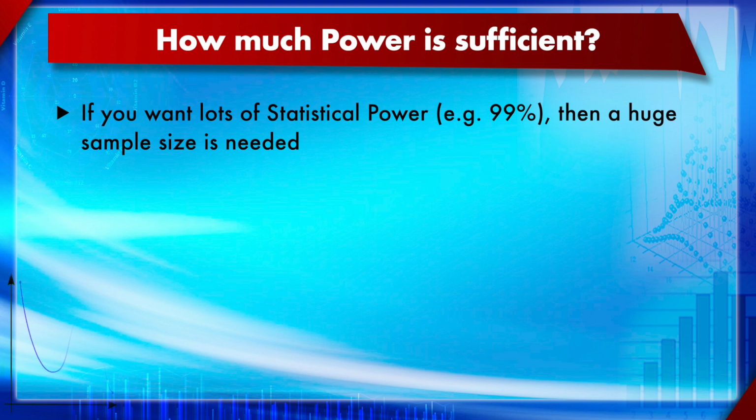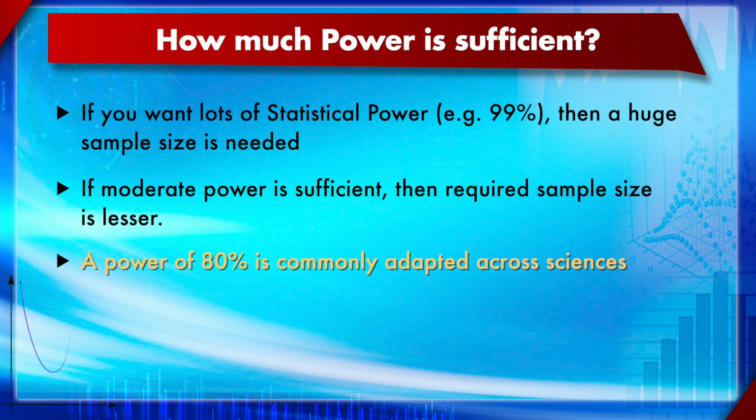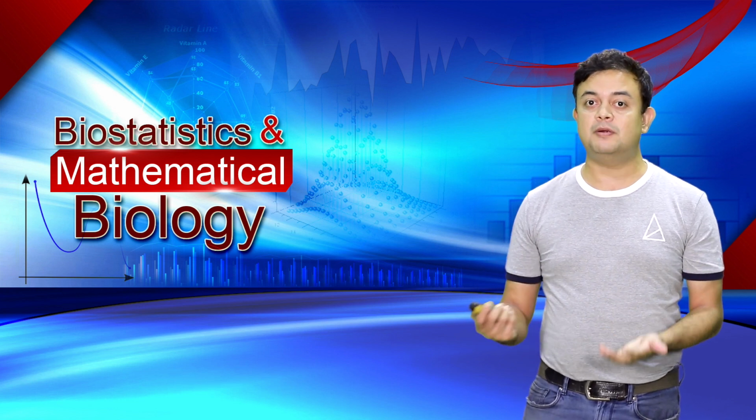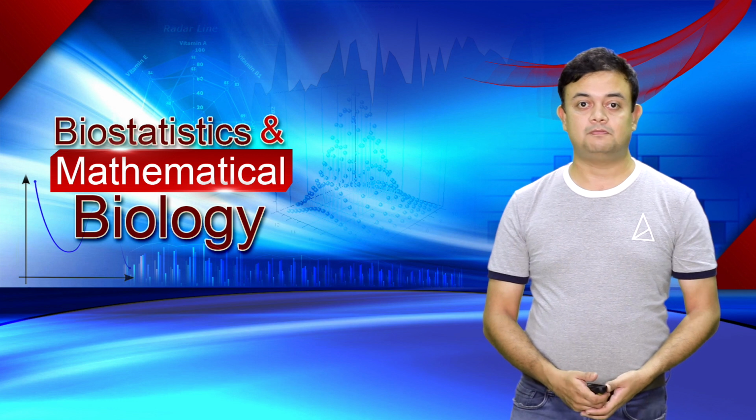If you want the best statistical power, like 100%, then virtually you need a very large sample size. That is the only problem with going for an extreme power in the statistical analysis. If a moderate power is sufficient, then the required sample size is also smaller. Usually the power is 80%, which is common across the disciplines. But again, this is just an arbitrary value, just like the significance level of 0.05. So 80% power is kind of okay, but it really depends on the context.